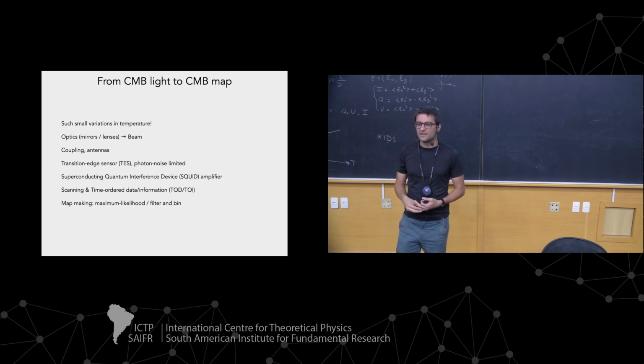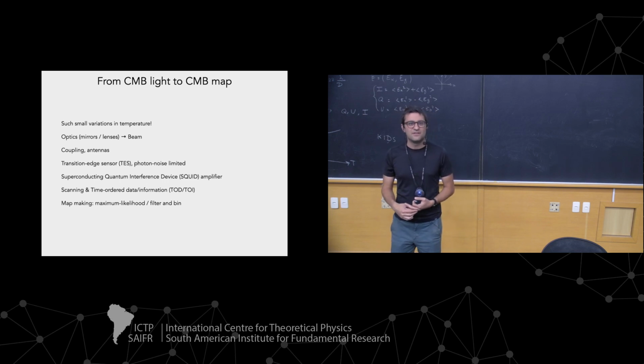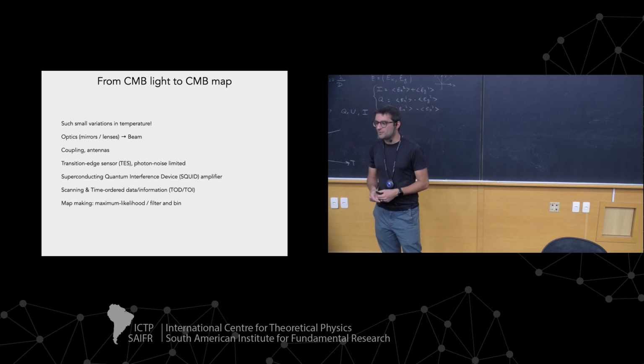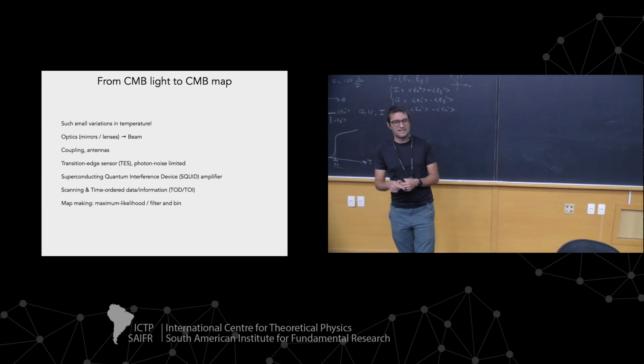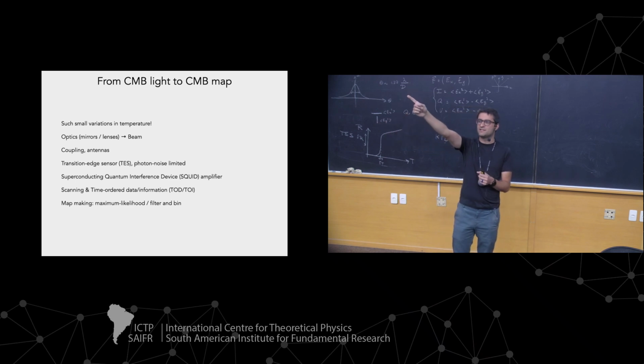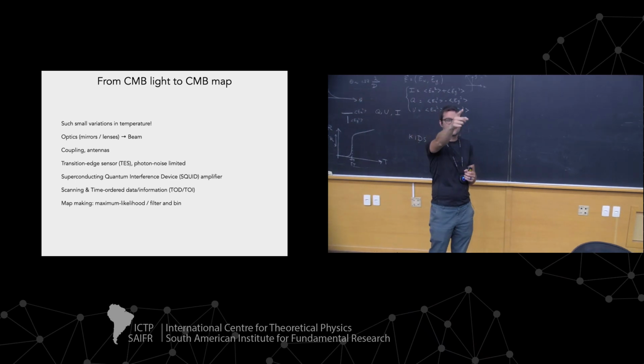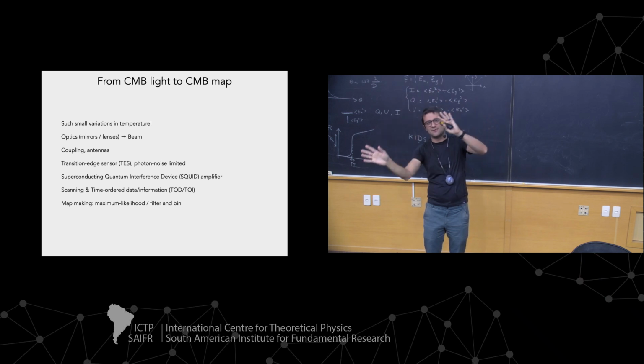Depending on what statistical properties you want for your map, another thing that can help you is called cross-linking. Not every experiment chooses to do this, but for example, the scanning strategy for the Chilean experiments is typically at constant elevation, and you scan in azimuth. And what happens is, as you do this, the sky might be setting or rising.